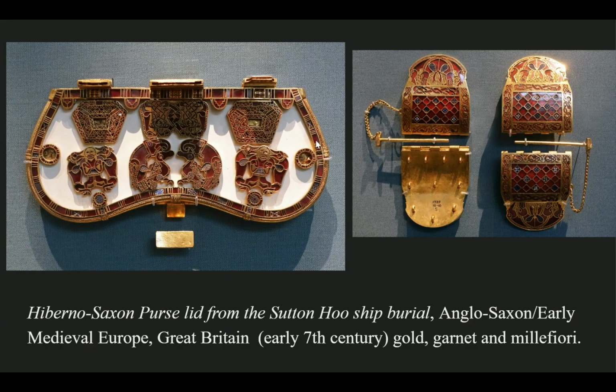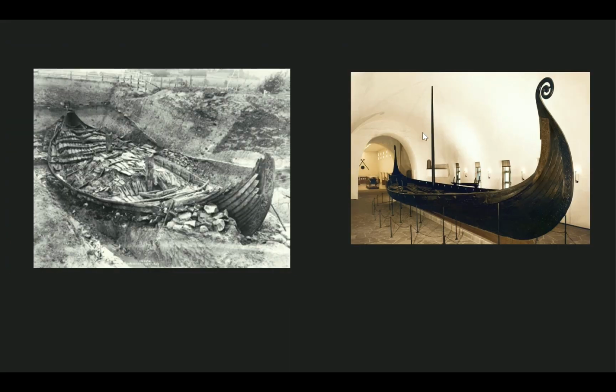Okay. Let's talk about the Hiberno-Saxon purse lid from the Sutton Hoo ship. This is Anglo-Saxon, early medieval, in Great Britain. This was actually found in pieces as part of a ship burial. The white is new, added to create the shape. Look at the clasps on the top and this elaborate detail, and we saw that on these illuminated manuscript covers.